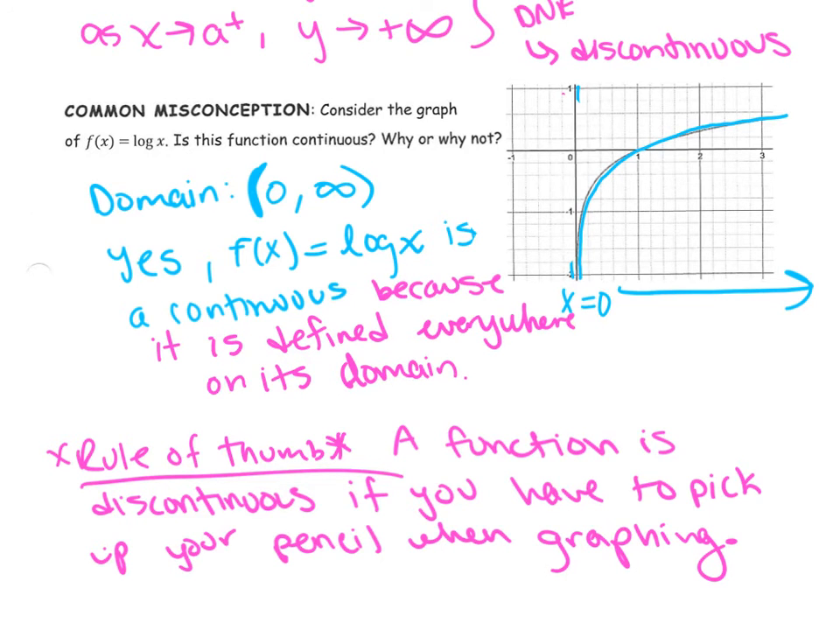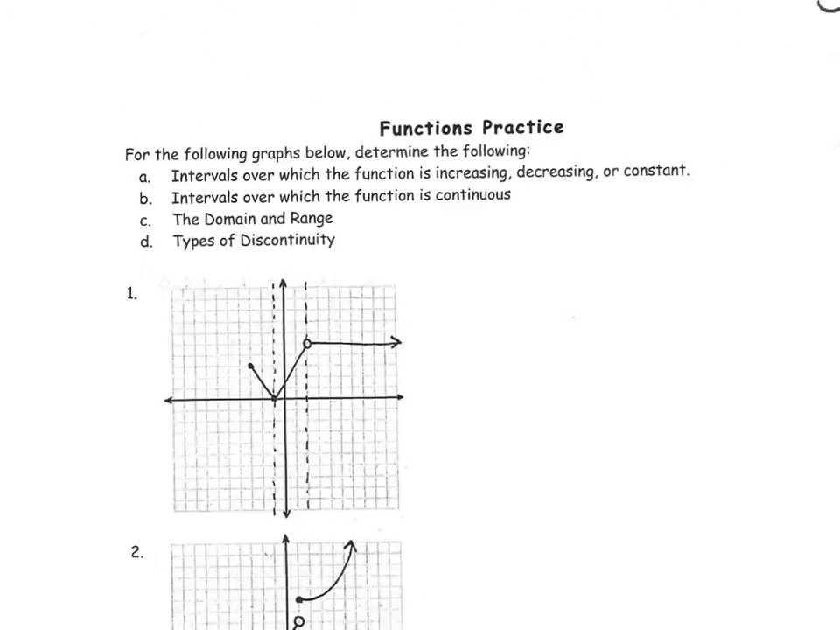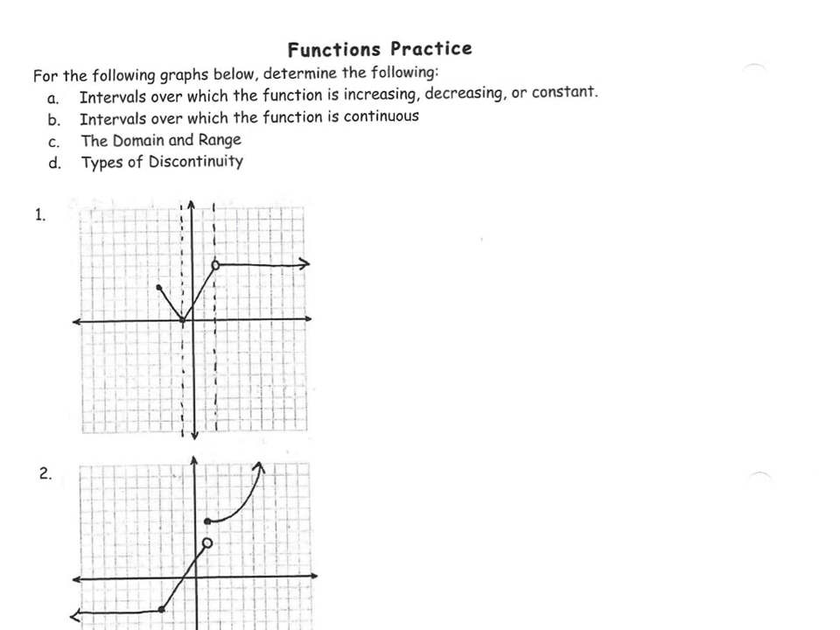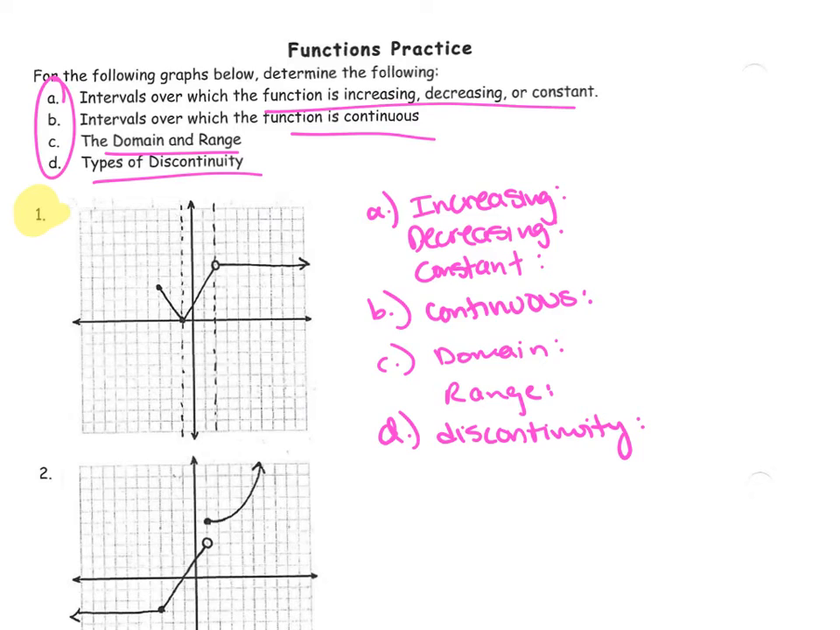All right, so let's actually get some practice in here. So functions practice. We're going to do our first one together. And notice we're starting off with our piecewise unit. Okay, so for question 1, let's see. We want to identify all of this information here. All right, lots of different points. So first, let's figure out where the function is increasing or decreasing, constant, where it's continuous, the domain and range, and the type of discontinuity. So we've got a lot of things to identify.